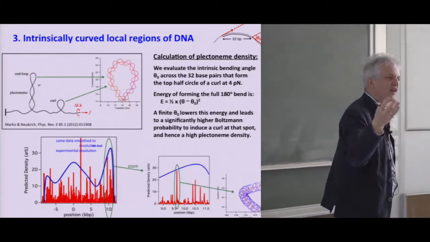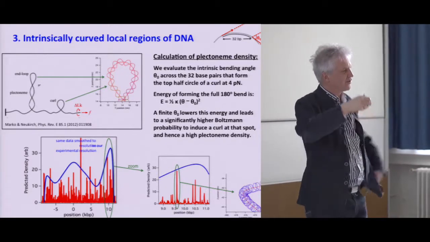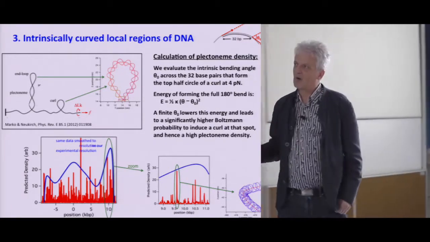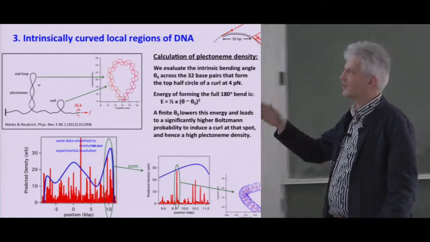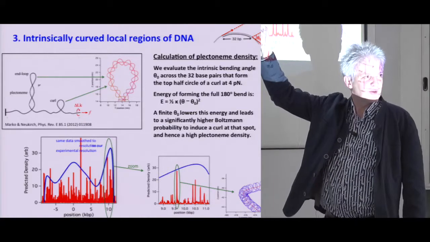You pay maybe 10 kT or 15 kT. Now, if this ends up in a Boltzmann factor for the propensity to bend at a certain point, you can calculate at every position along the whole genome what is the energy you have to pay, so the propensity to make a plectoneme tip at that point.